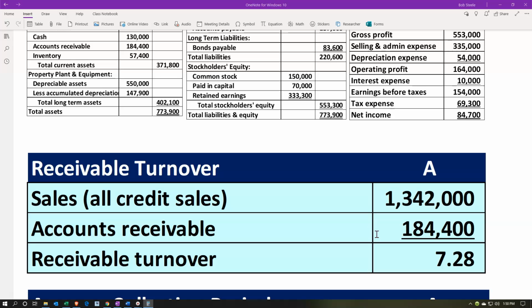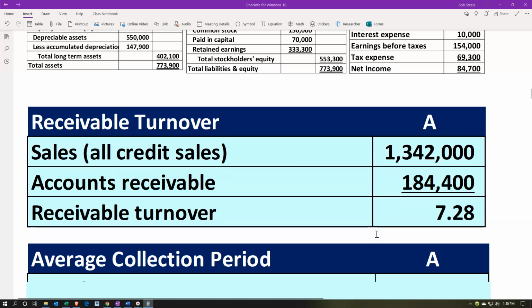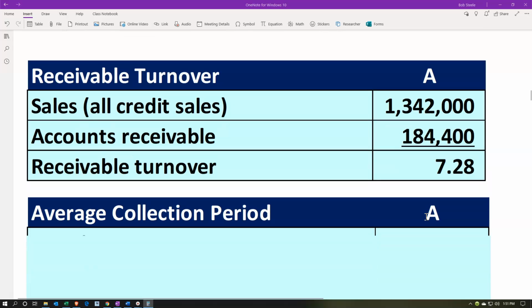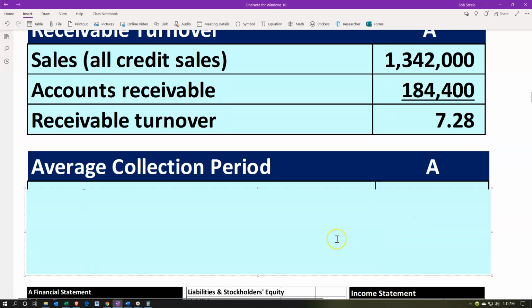The faster we can collect on the receivables, the better our cash flow and the more likely we will be able to collect on them. However, 7.28 is kind of an abstract number. Is that good? We'd have to compare it to past performance, trend analysis, and industry standards as of a point in time, comparing our data to the industry data.